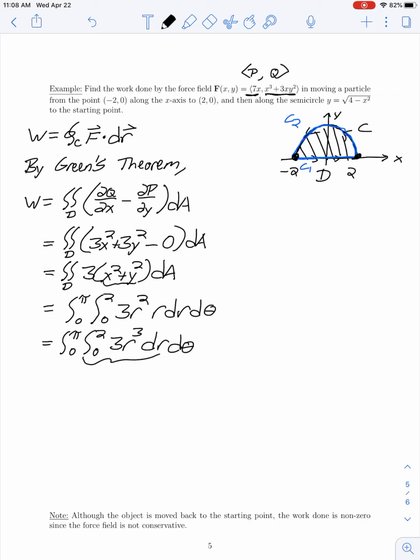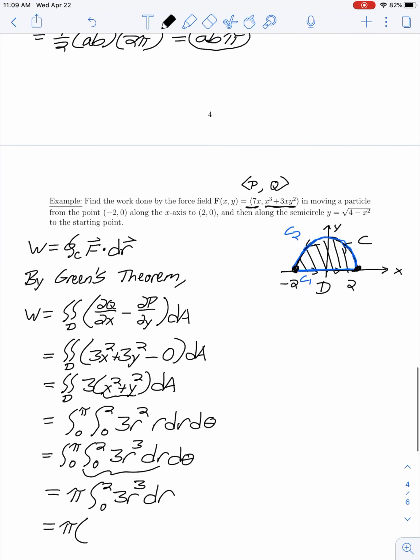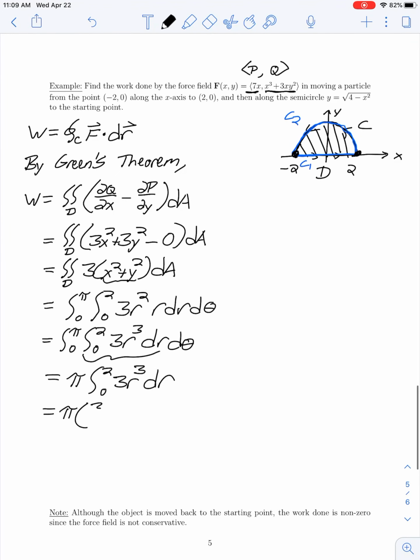And if we're a little clever, we notice this inner integral with respect to r is a constant with respect to theta. So if we were to pull it out in front of our theta integral, we could then evaluate the integral from 0 to pi of d theta, and that gives us just pi times our integral from 0 to 2 of 3r cubed dr. So save ourselves a little work here. And now we have the constant pi times the antiderivative of this function, which would be 3/4 r to the 4th power evaluated from 0 to 2.